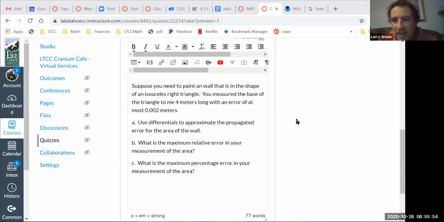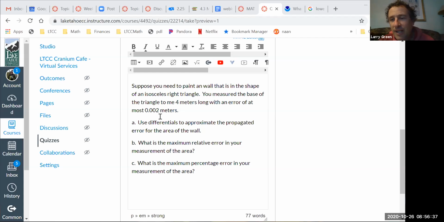Okay, so here's your quiz. Suppose you need to paint a wall that is in the shape of an isosceles right triangle. You measure the base of the triangle to be 4 meters long with an error of at most 0.002 meters. So we want to use differentials to approximate the propagated error for the area of the wall. Before we even get to the differentials, we need an equation.